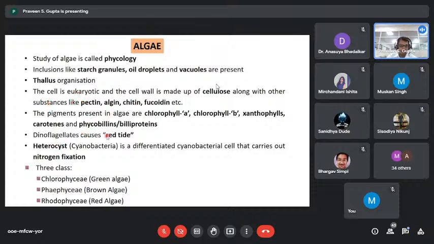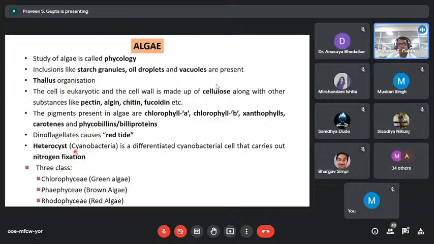Some points which are important for algae is red tide. Many times questions are asked about red tide. Who is producing red tide? It is dinoflagellates which cause red tide. Okay, red tide is related to the dinoflagellate and it is toxic. One of the questions many times asked is about heterocyst formation.